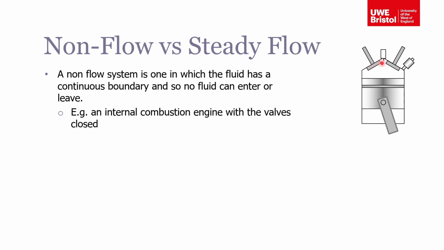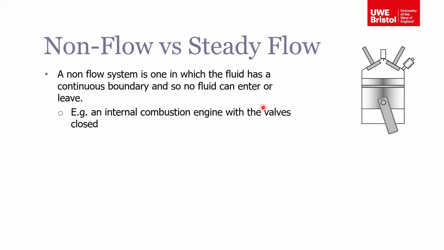So when the pistons are closed, this is a closed system, okay? And so a closed system is an example of a non-flow system. It's one where the fluid has a continuous boundary, okay? You can see that it's trapped by the cylinder head and cylinder liner, and no fluid can enter or leave, okay? So that's a non-flow system.